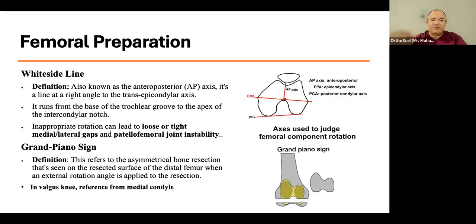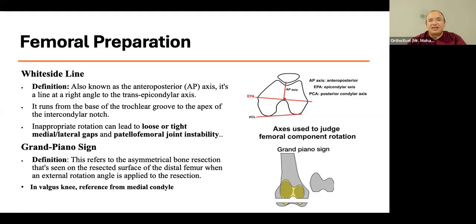So you cut the femur from the front, and you need to see this grand piano sign at the end. You know there is a difference between the medial and lateral condyle of the femur, so you need to see a difference in cutting between the medial and lateral. Be careful about notching, because if you notch the femur, if you cut more from the cortex, this will be a stress riser point. It will be a point for failure to start from. So be very careful when you're cutting the anterior femur.